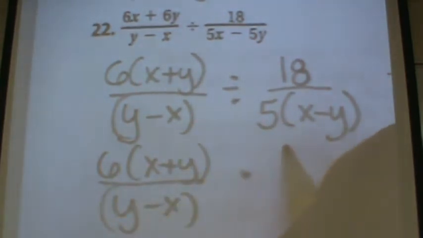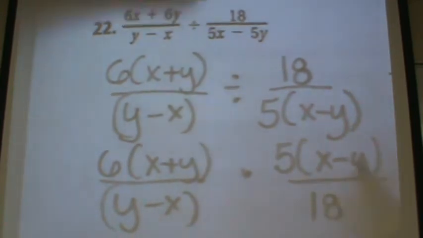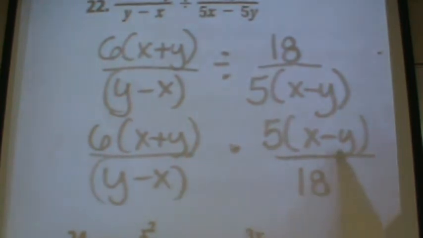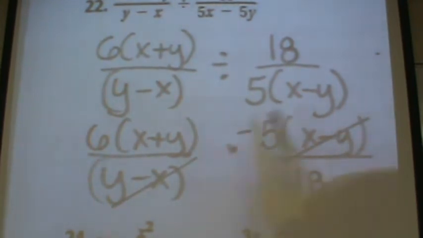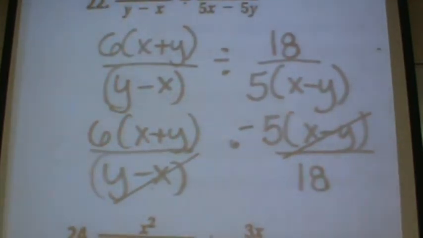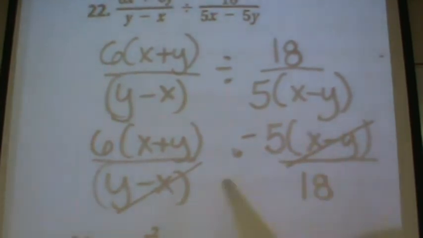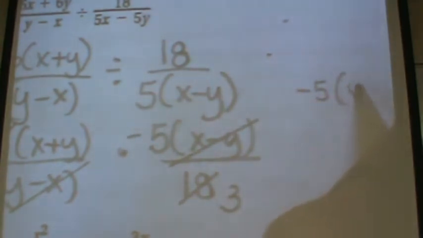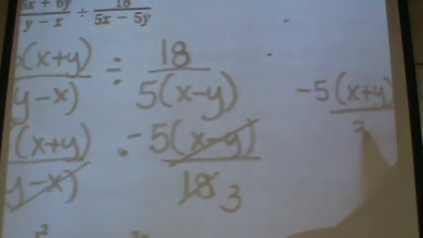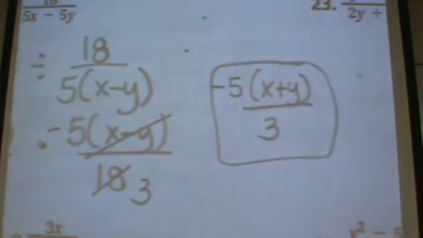Flip. What cancels? The x minus 5 and y minus x, and put a negative 1 somewhere. What else cancels? 6 goes into 18 how many times? So it's negative 5 over 3. What's your final answer? Negative 5 times x plus y over 3. That's your final answer.